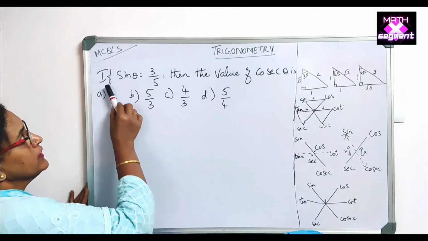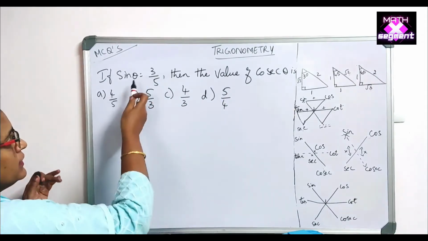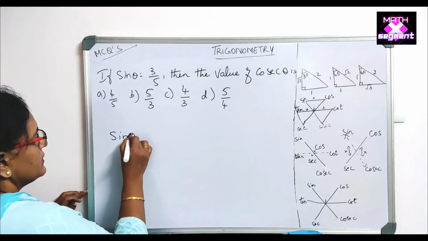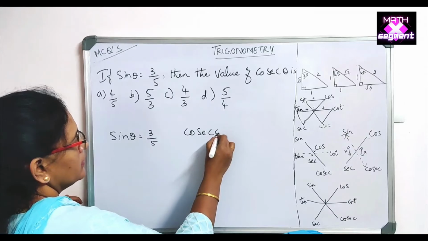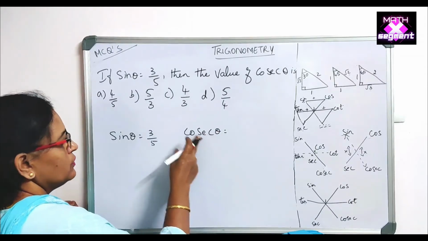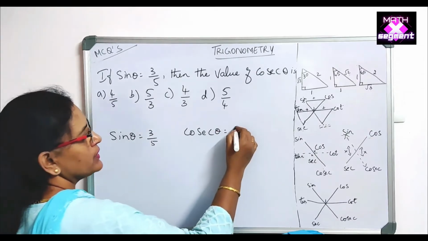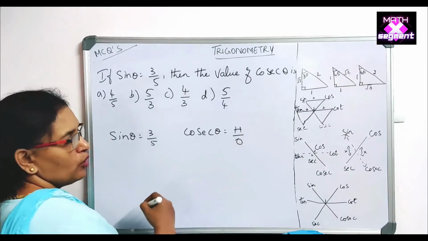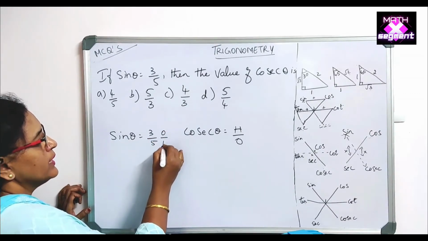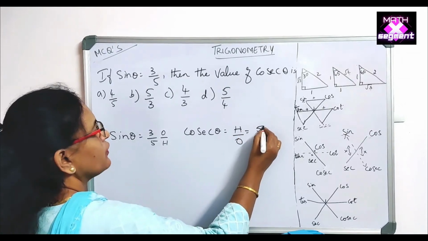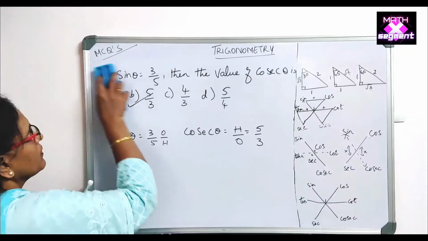Let's solve the next question. If sine theta is equal to 3 by 5, then the value of cosecant theta is. Here the given is sine theta as 3 by 5, but you have to find out cosecant theta. Cosecant theta is the inverse of sine. Sine is opposite by hypotenuse, so cosecant theta is hypotenuse divided by opposite. Now sine theta is 3 by 5, that is opposite by hypotenuse, so I can write this as 5 by 3. So option B, 5 by 3, is the correct answer.